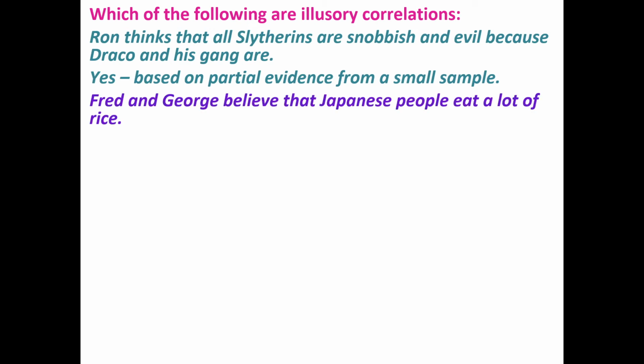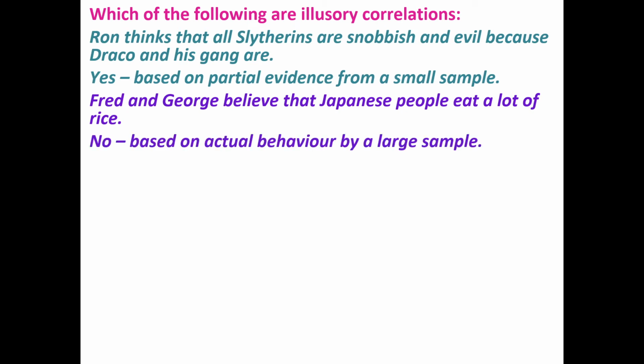Fred and George believe that Japanese people eat a lot of rice. Now, that's not an illusory correlation. Japanese people do eat an awful lot of rice. I think it's something like 4 tons a year. I just saw a program on this yesterday, so I'm very confident of that statistic. It's based on actual behaviour.